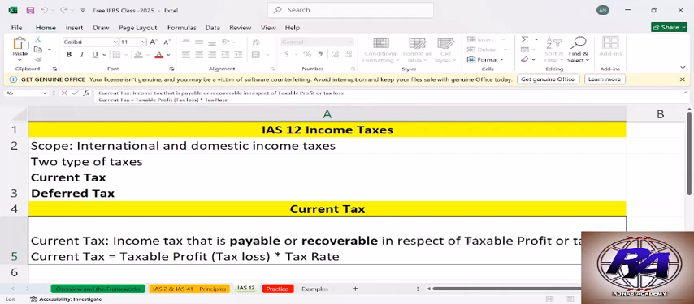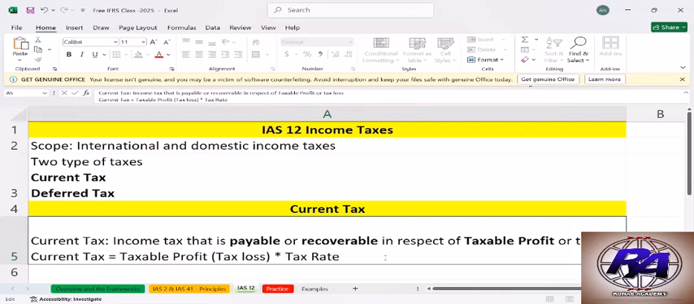Now, based on the algebraic expression I have written here, we only charge our current tax on our taxable profit. Current tax is determined by multiplying our tax rate by our taxable profit. Now the question is, what is a taxable profit? That means there is another type of profit. If we have taxable profit, then we also have what we call accounting profit. So what is the difference between accounting profit and taxable profit? Let's quickly look at that.